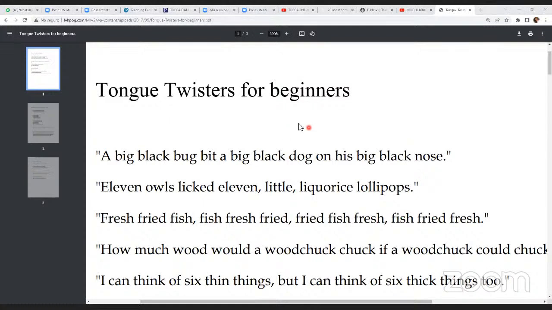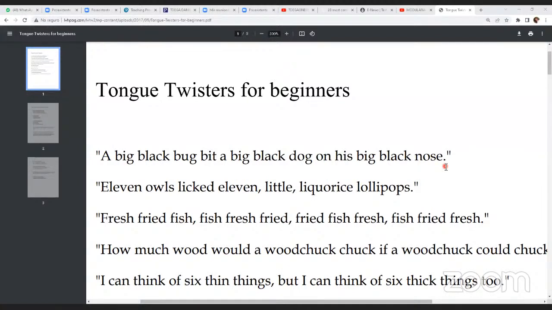So let's see. A big black bug bit a big black dog on his big black nose. So do it, please. A big black bug bit a big black dog on his big black nose.